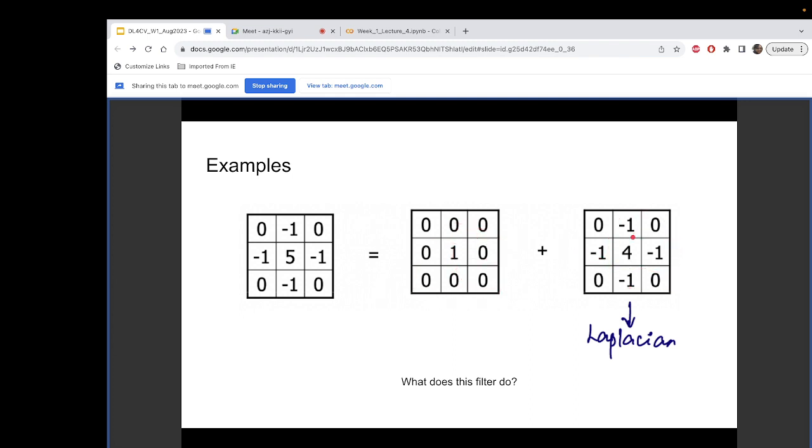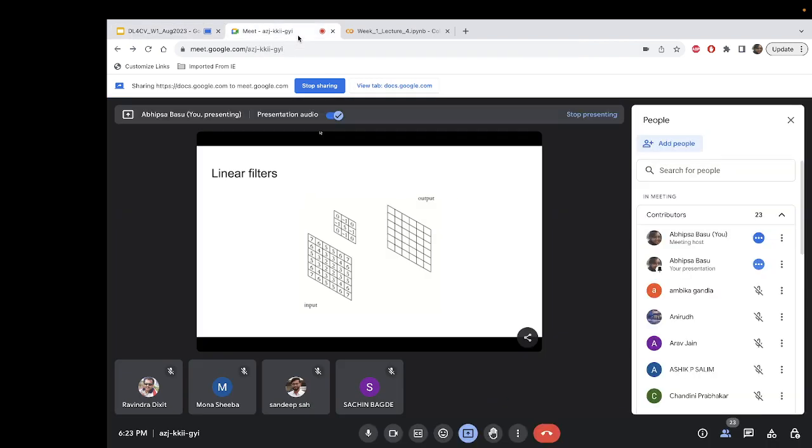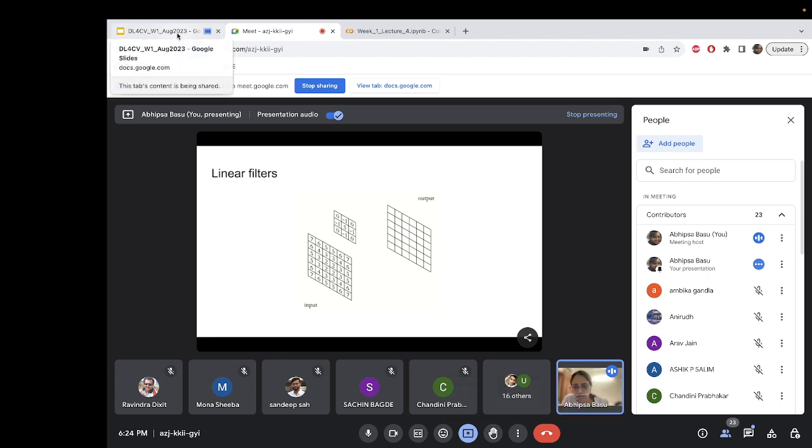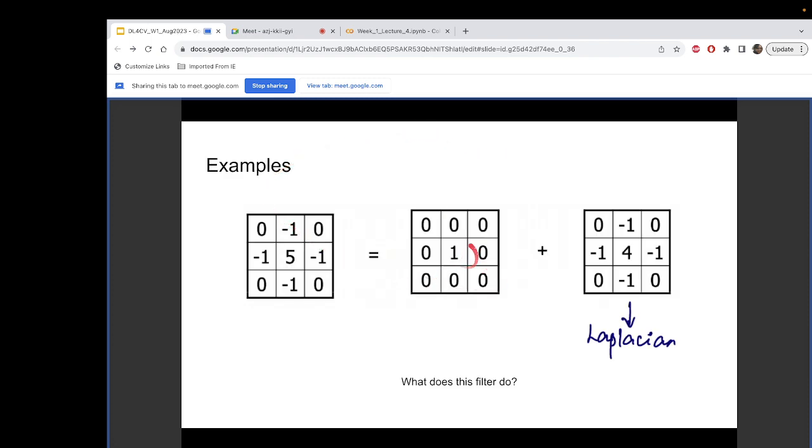Can anybody tell me what this filter is doing? If you superimpose this particular filter on something on the image here, say suppose take the first grid, what value are we getting and what does it mean? Like Anirudh says, it's going to be 4. Why? Because it's obvious, you have all zeros and a central one.